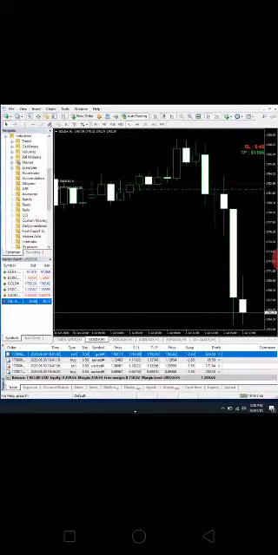It will give you a clear picture when you put the SL and TP. Then it will give you a clear picture of what loss there is going to be and what profit you or I are going to earn.